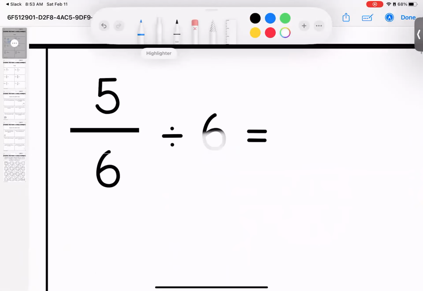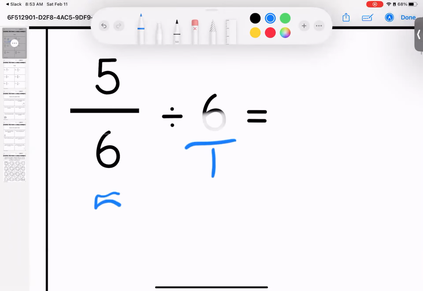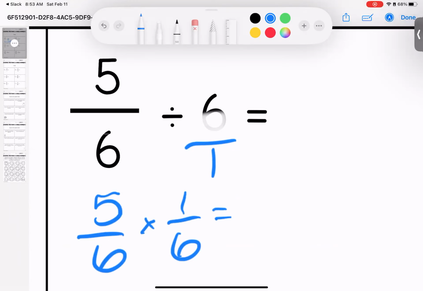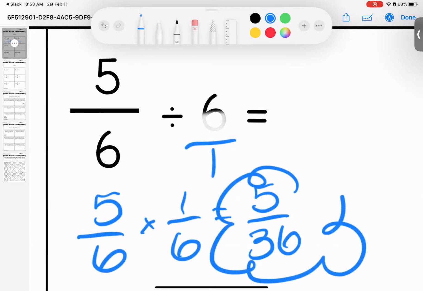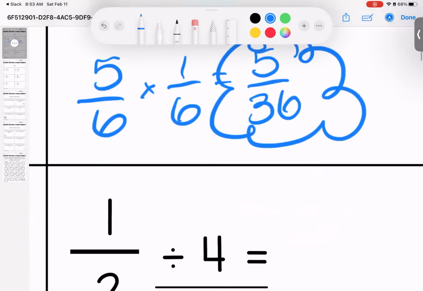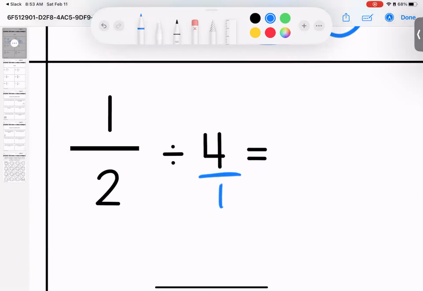Over here, no denominator. Whoa, don't want that. Give it 1. Then pop it down here. Keep, change, flip. 5 times 1 is 5. 6 times 6 is 36. This is your ta-da moment. This is simplest form.